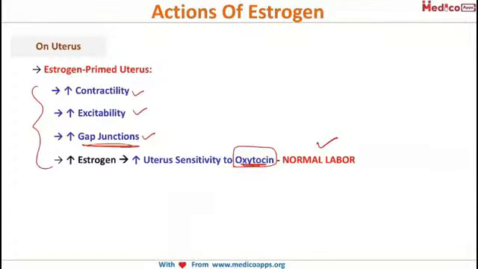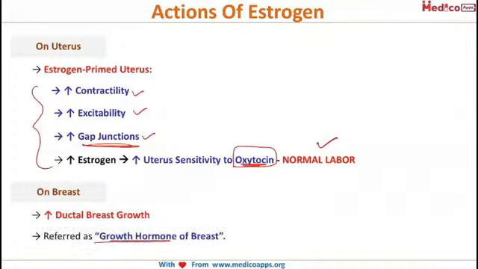On the breast, it increases the ductal growth in the breast, okay? That is why it is called the growth hormone of the breast. Now, if you have the question, which of the following is the growth hormone of the breast? Your answer will be estrogen, okay?